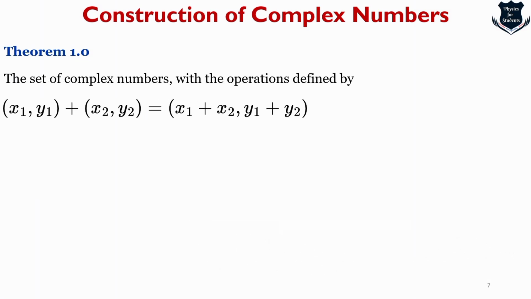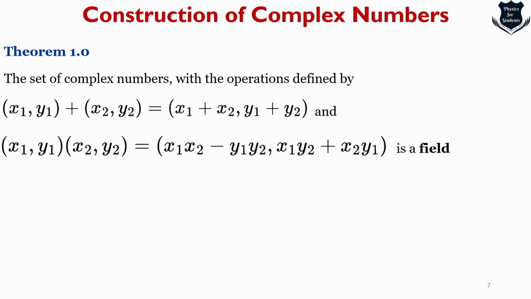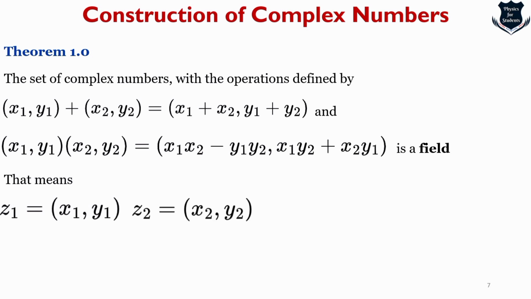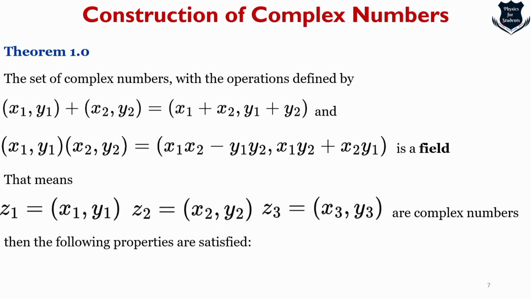Okay, so the first theorem which I would like to tell here is something like this. The set of complex numbers with operations defined this and this one is basically called a field. That means z1 equals x1 y1, z2 equals x2 y2, and z3 equals x3 y3. So these are complex numbers, and most importantly, they will satisfy the properties which we will just see now.